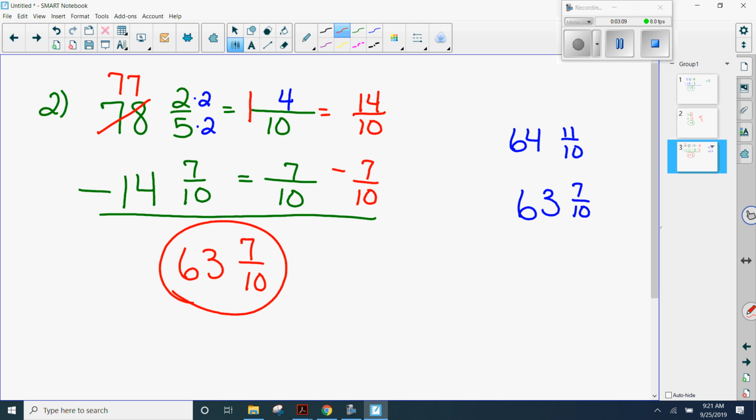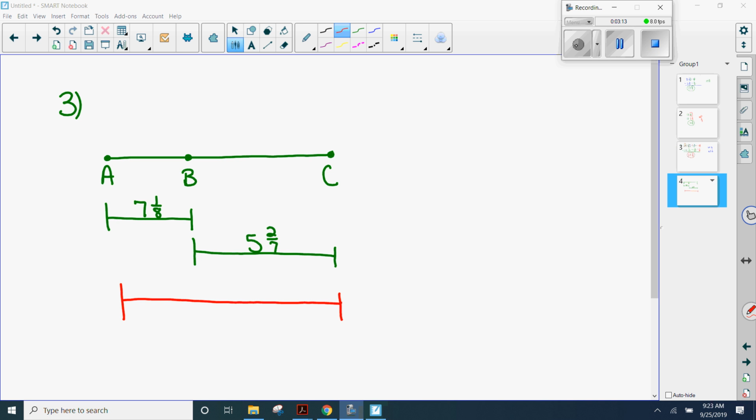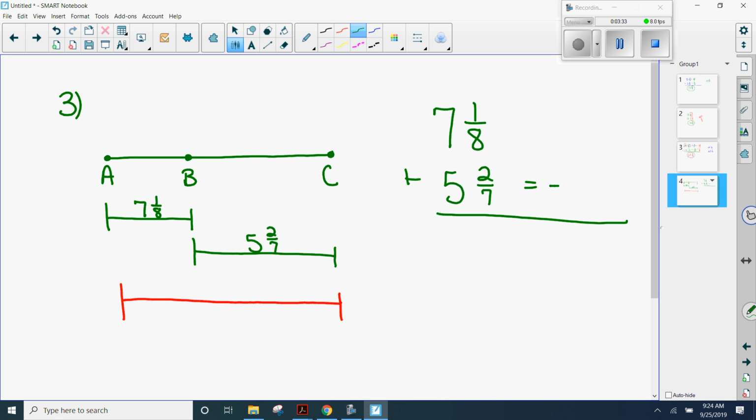All right, can you work through number 3? Okay, so we have to add the 2 segments together in order to find the whole, because we know each part. So we need to take 7 and 1/8, and I have to add to it 5 and 2/7. What's your common denominator? 56.